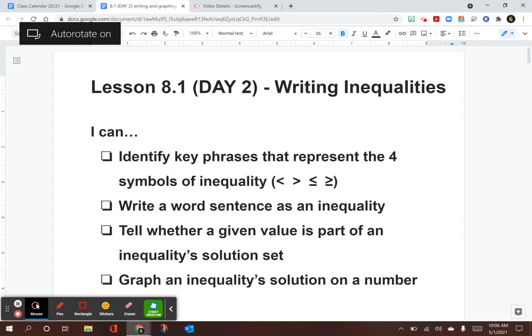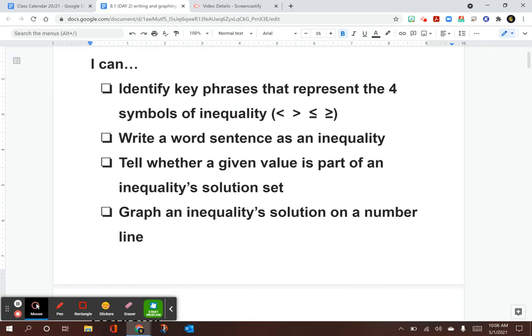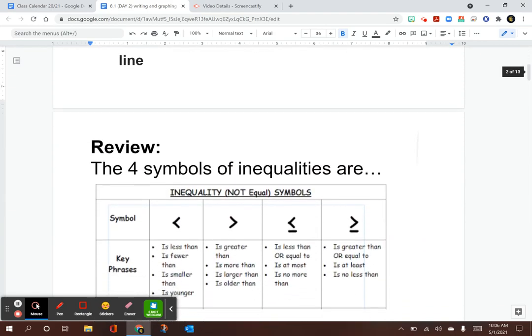Welcome back, mathletes. So we have day 2 of the lesson we started yesterday, writing inequalities, and then also graphing those inequality solution sets. We'll make sure that you're good with those 4 symbols of inequality. Refer to your handout as needed. We'll write word sentences as inequalities, focusing a little bit more on story problem situations. We'll review how do we tell whether or not a given value is part of the infinite set of possible solutions or answers, and then we'll graph those.